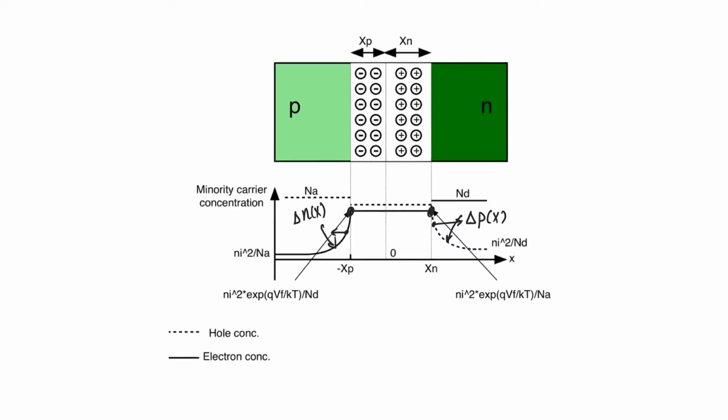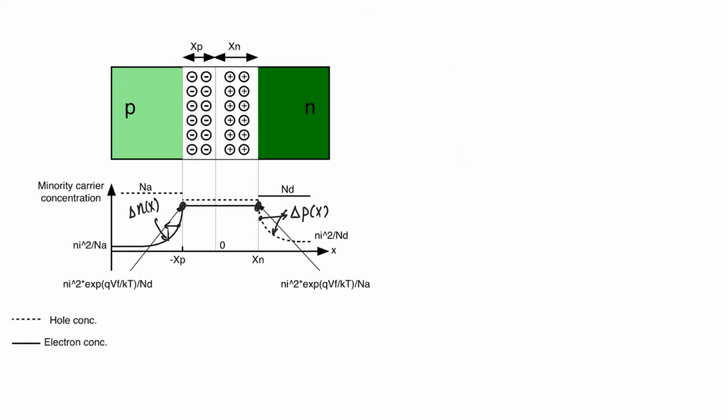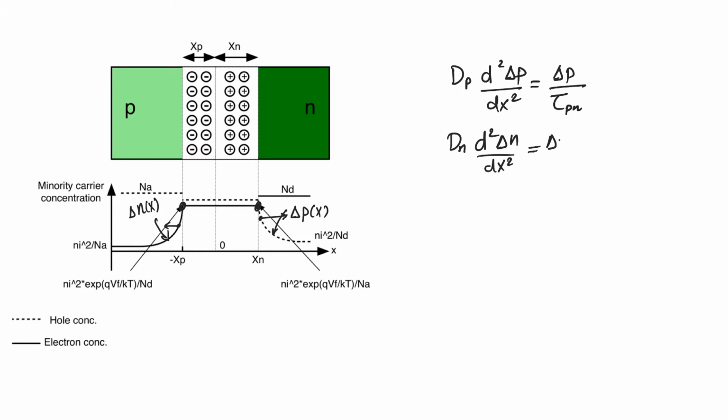So first of all, we are going to start with the differential equations we obtained from the current continuity equation. So we have d2 delta p by dx2 is equal to delta p over tau for holes on the n side, and similarly d2 delta n by dx2 is equal to delta n divided by the lifetime of electrons on the p side. Now Dp times tau p has a unit of meter square. Similarly, Dn times tau n has a unit of meter square.